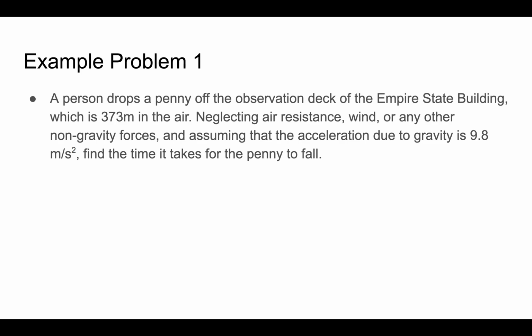So we have this person, right? And they're on the observation deck of the Empire State Building, and they drop a penny off. And the observation deck of the Empire State Building is 373 meters in the air. So we're going to neglect air resistance, use only gravity as the only acceleration, which means that our object's acceleration is 9.8 meters per second squared. And we're going to find the time it takes for the penny to fall.